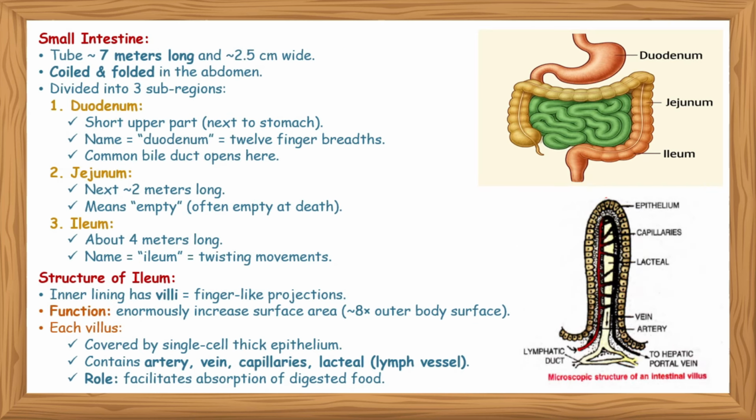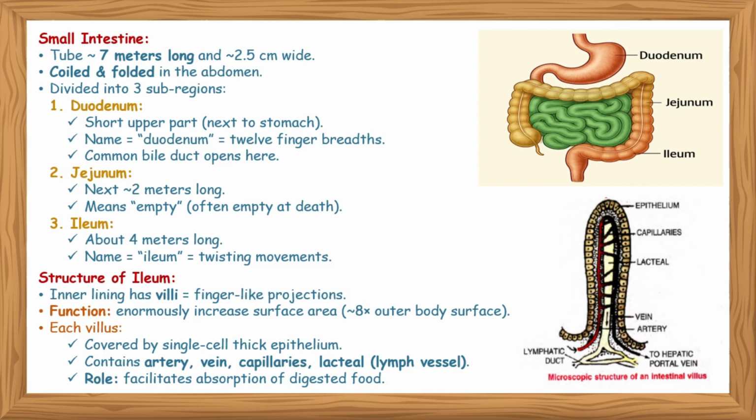The small intestine is a tube nearly 7 meters long and 2.5 centimeters wide. It is coiled and folded in the abdomen. It is divided into 3 subregions: duodenum, jejunum and ileum. The duodenum is the short upper part next to the stomach. The name duodenum means 12 finger breadth. Its common bile duct opens here.